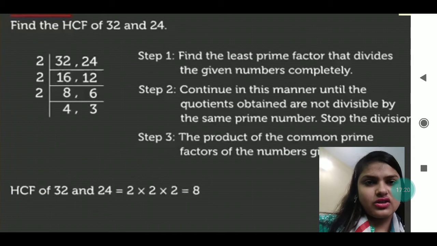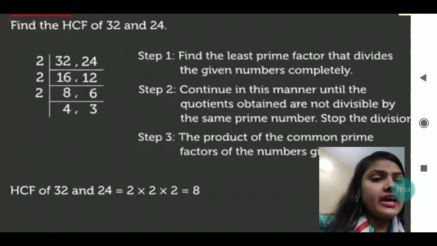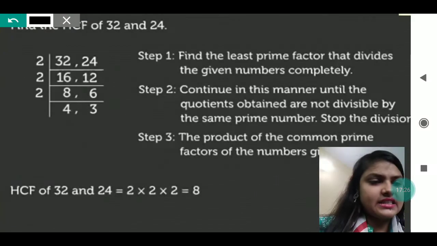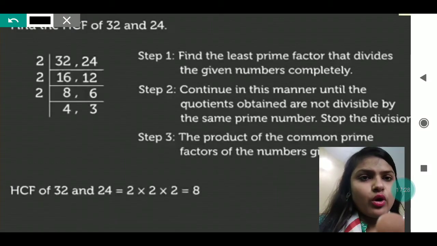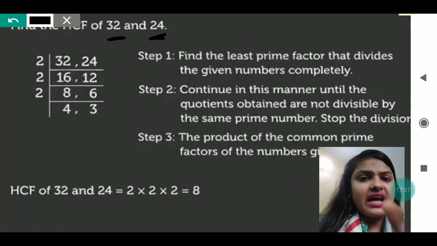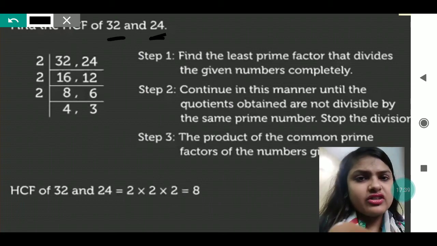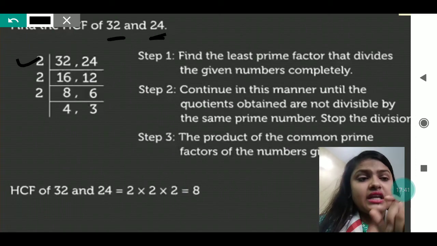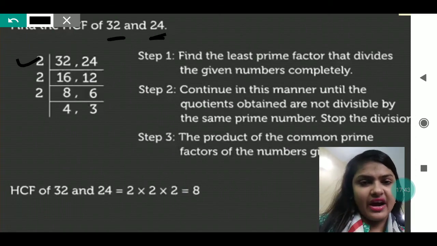Like you can see in this question, find the HCF of 32 and 24. Here you are seeing that I have not done it separately. I am seeing that both are even numbers, isn't it? The last digits 2 and 4 are even. What I have done, I have written both the numbers together, and with 2, which is the smallest prime even number, I have divided.